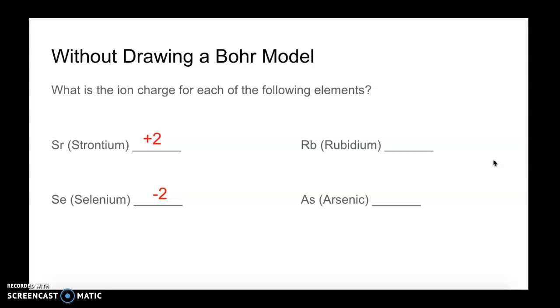Find rubidium. It's an alkali metal beneath lithium, so it would have a +1 charge as an ion. And arsenic. Arsenic is beneath nitrogen with 5 valence electrons, so it would gain 3 to have a -3 charge as an ion.